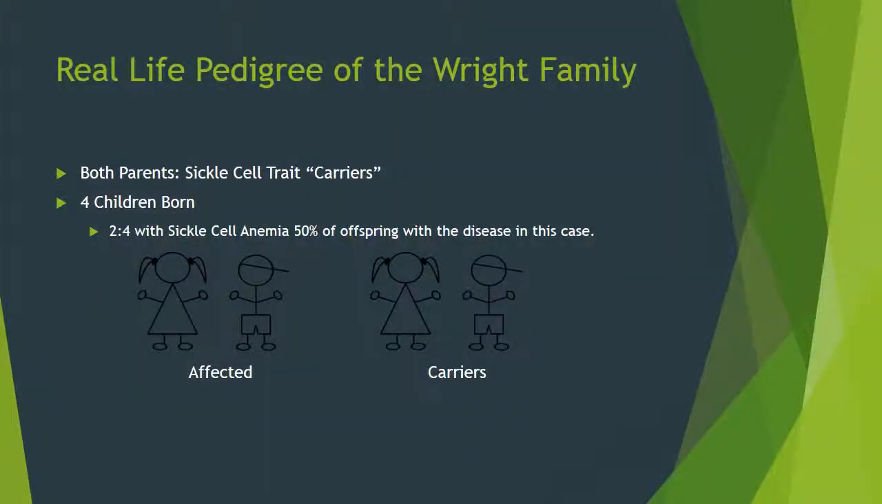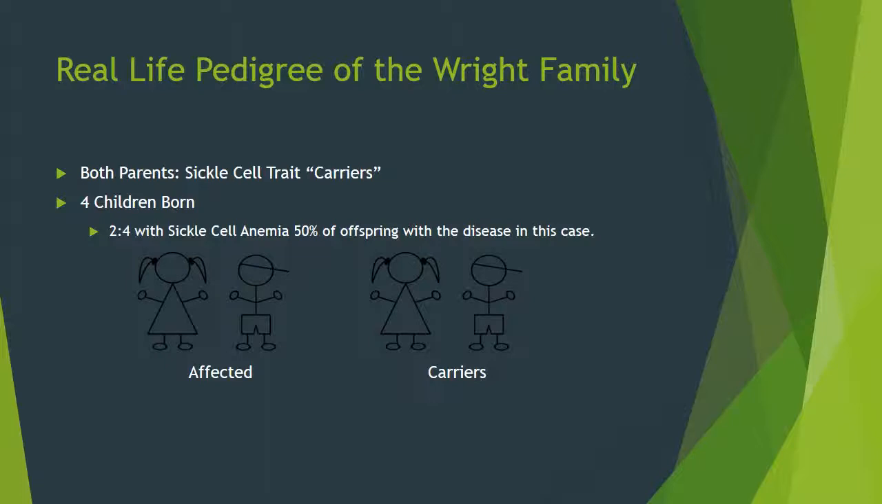I also had the opportunity to meet and interview someone whose family is affected by sickle cell disease. In her case, my friend's parents both have the sickle cell trait, so they were carriers. They had 4 children. 50% were affected by sickle cell anemia, and the other 50% are carriers of the disease.